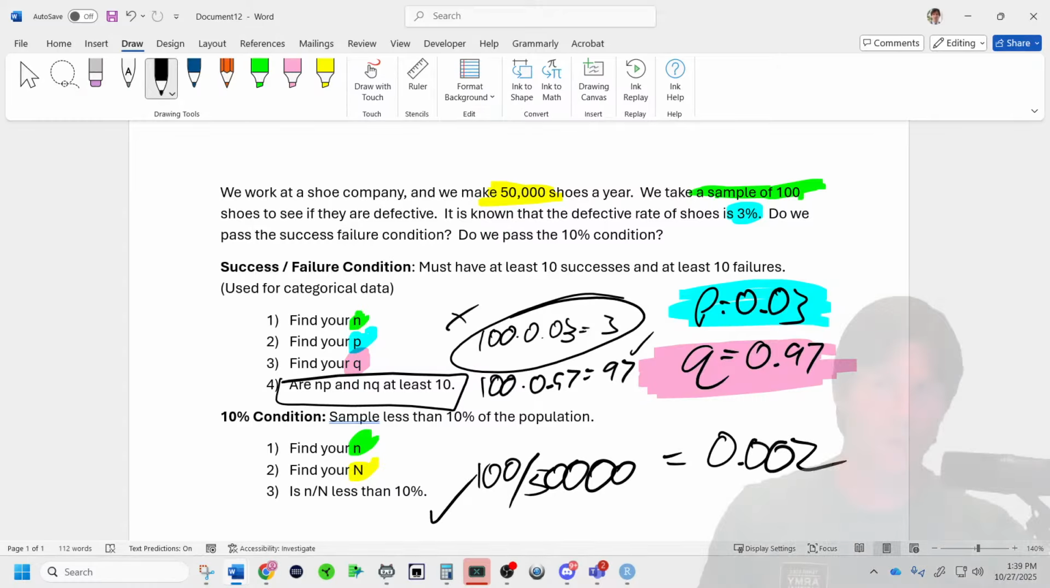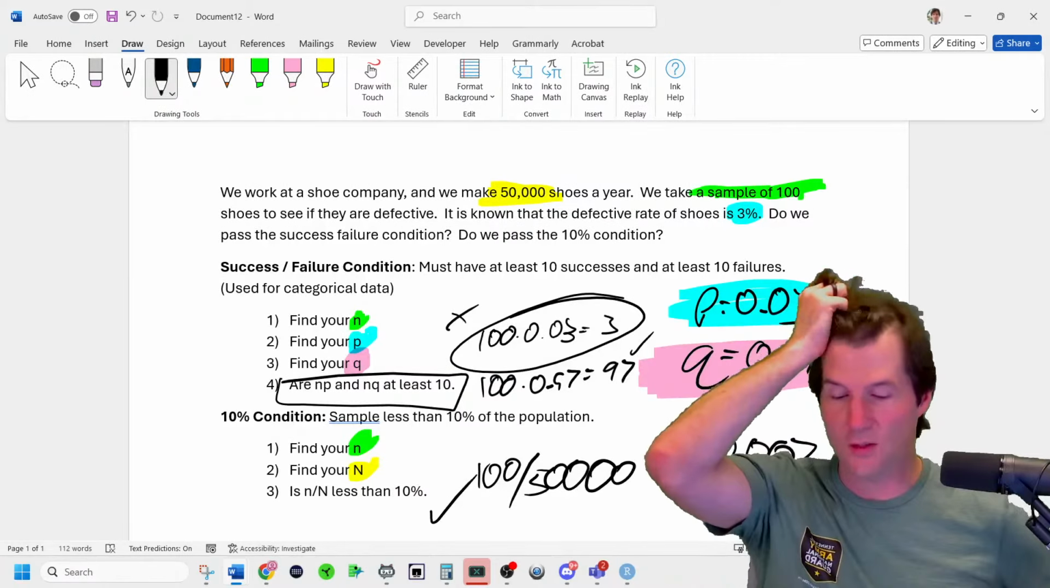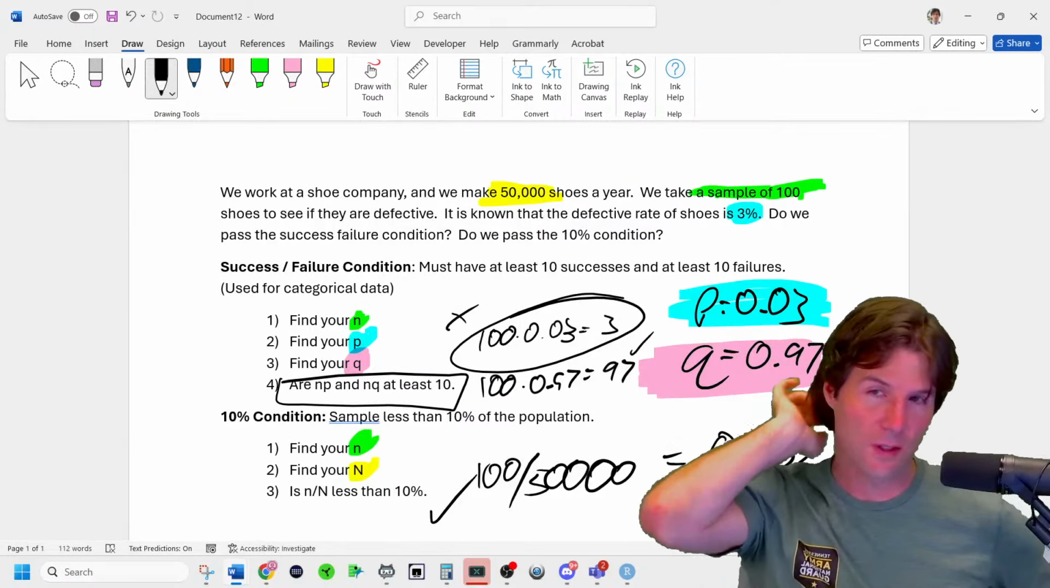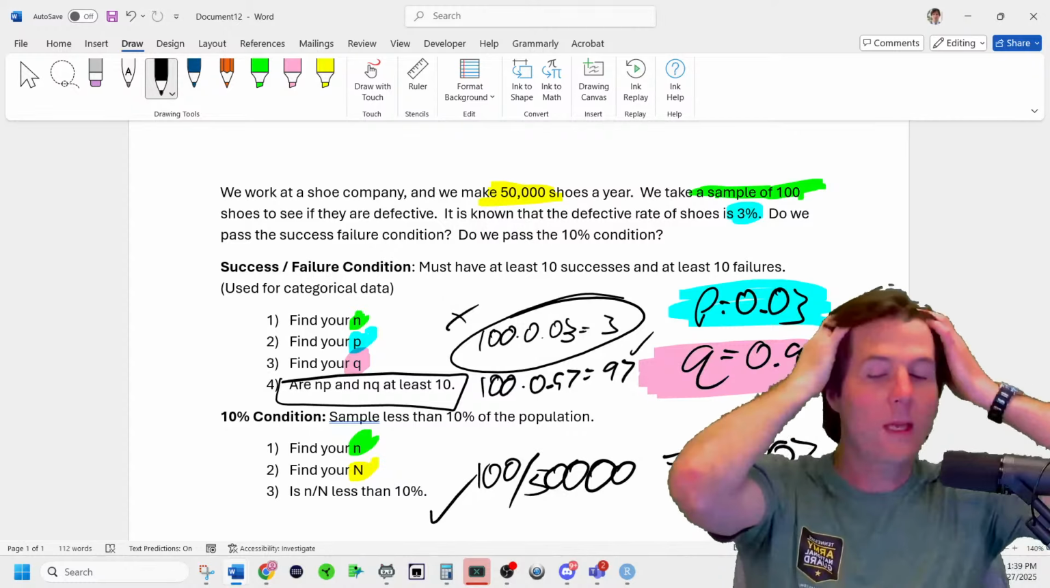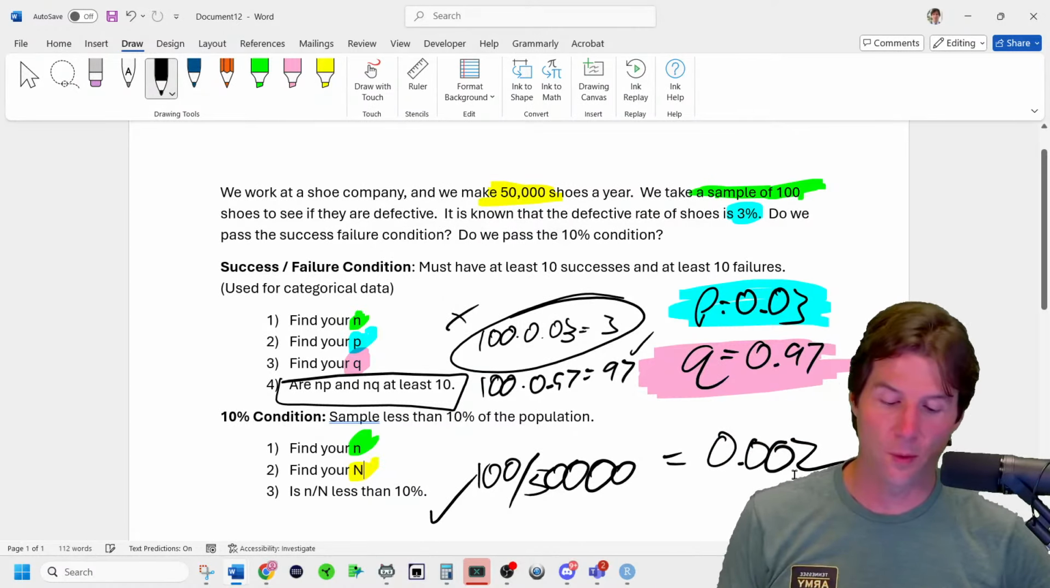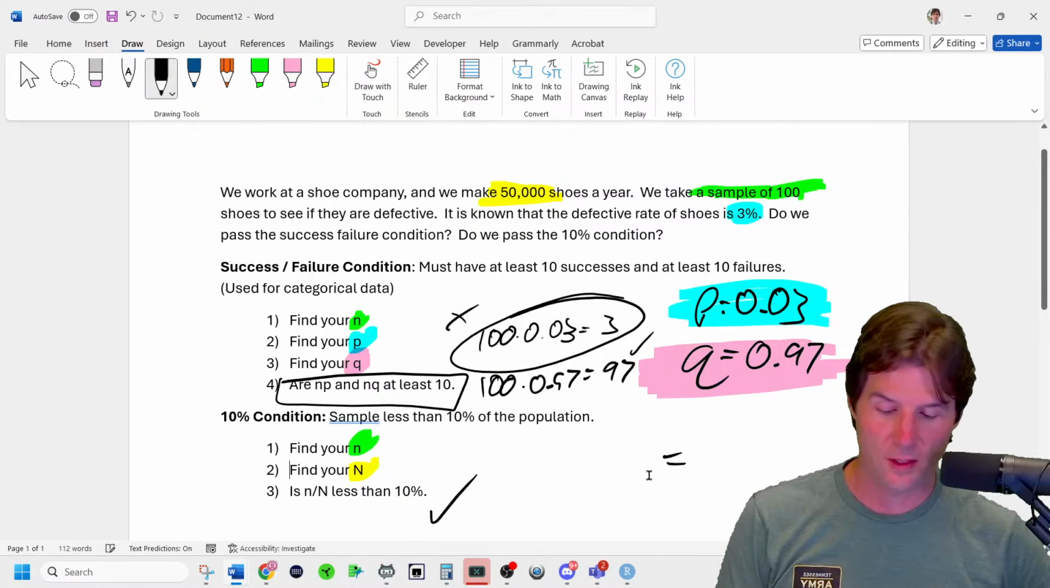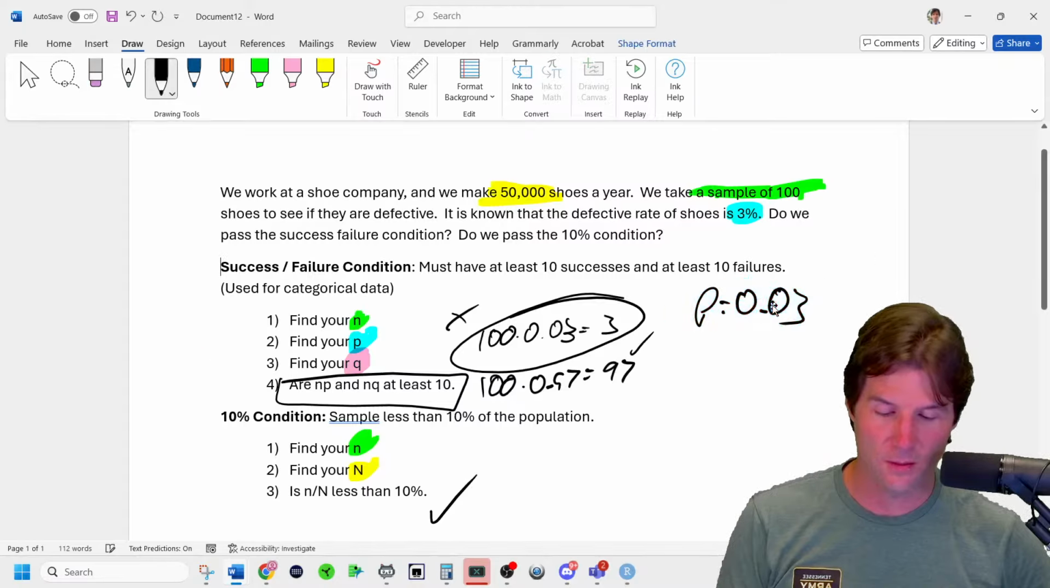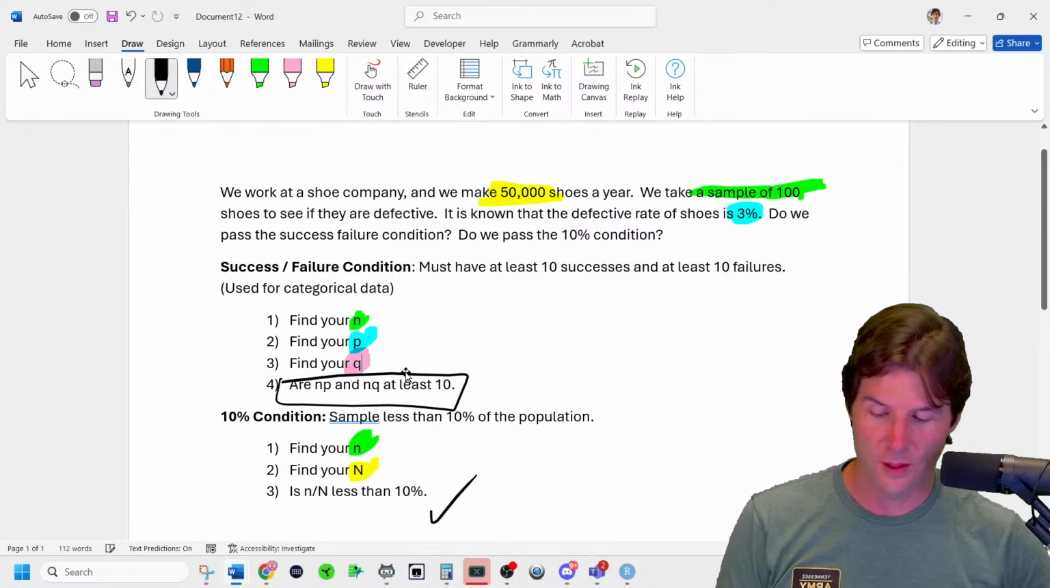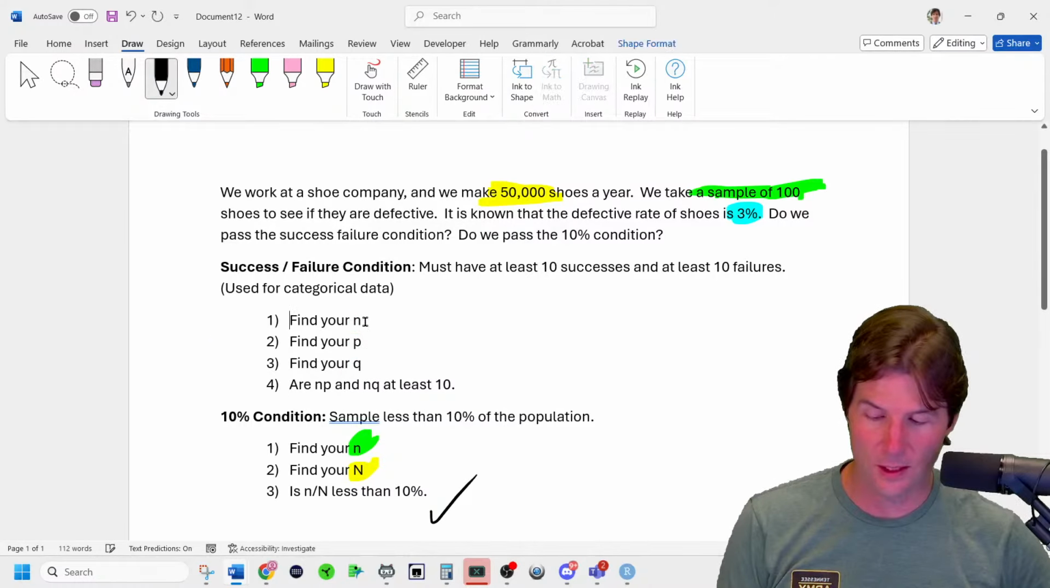And just knowing these little things right here, how to check the success-failure condition, we wouldn't do the large enough n condition for this because it's not quantitative data. But knowing how to check these conditions is very important. You do get questions that basically just ask whether the condition is passed, and you have to identify the notation. So these steps right here list each way to do it, and you simply check the conditions.